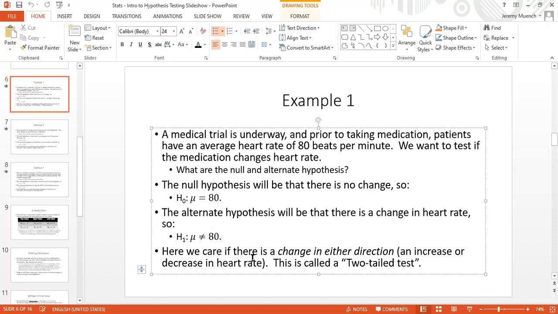Here we just care if there's a change in either direction, right? I only say I want to test if the medication changes heart rate. So if there's a change in either direction, could be an increase, could be a decrease. Both of them matter to me in terms of determining whether or not something significant happened. This is known as a two-tailed test because there's two directions it could go. It could go up or down.